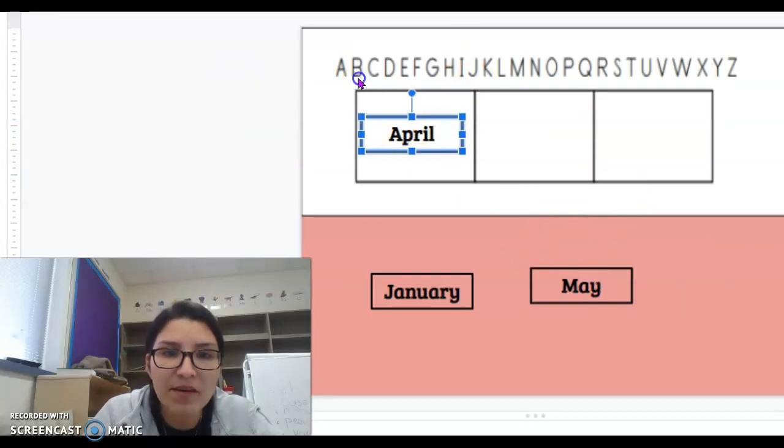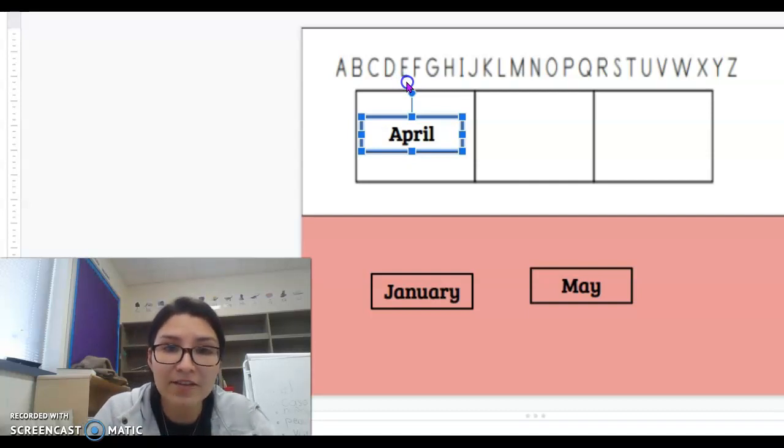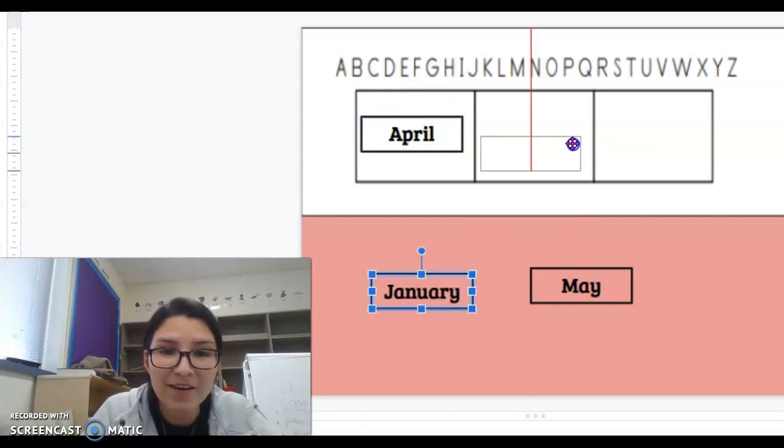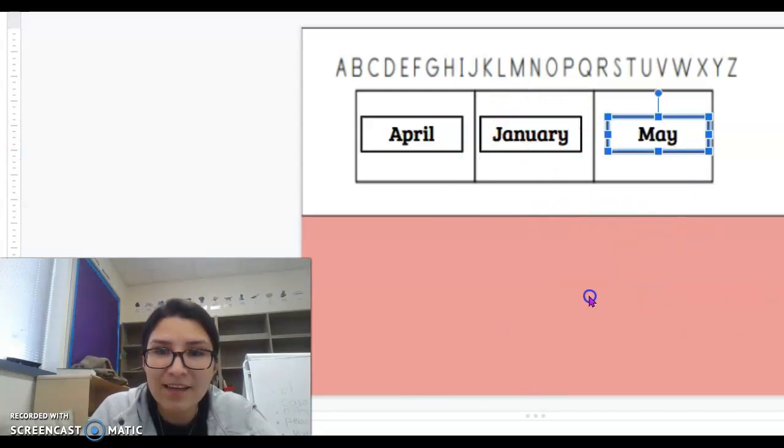Let's keep going. Do we have any months down here that have B, C, D, E? Give me a thumbs up when you see one of these words that have these letters. F, G, H, I, J. Yep, January. January has a J. Okay, and I know this is our last one, but it's always good to go through and make sure. K, L, M.